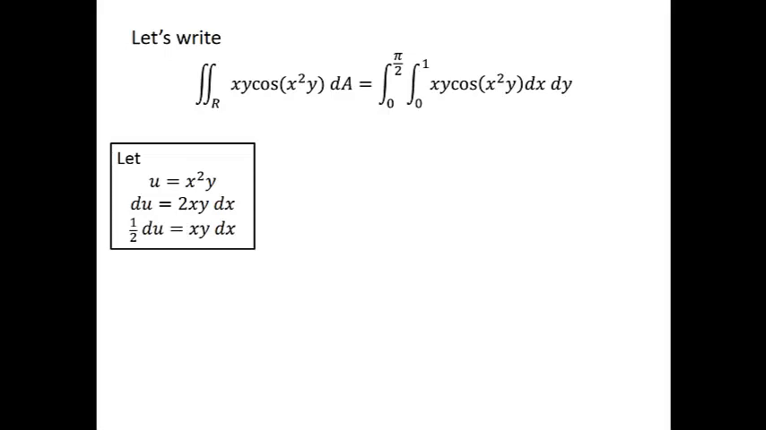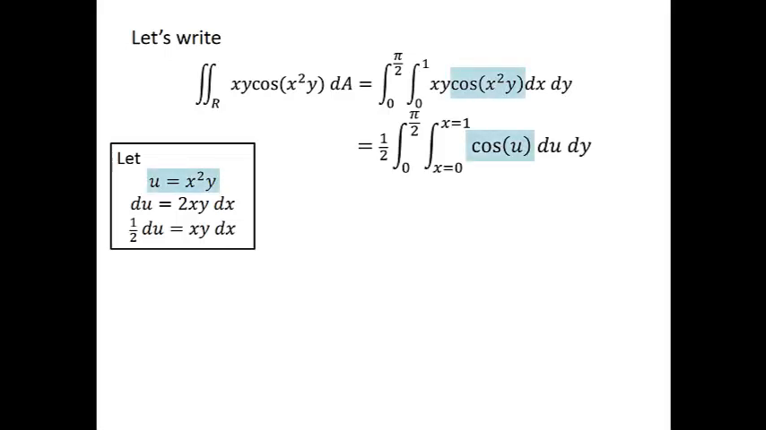So our double integral looks like this. The cosine of x squared y becomes the cosine of u, and xy dx becomes 1/2 du. We kept our original inner bounds, x ranging from 0 to 1, and then our outer integral from 0 to pi over 2 of dy just tags along.